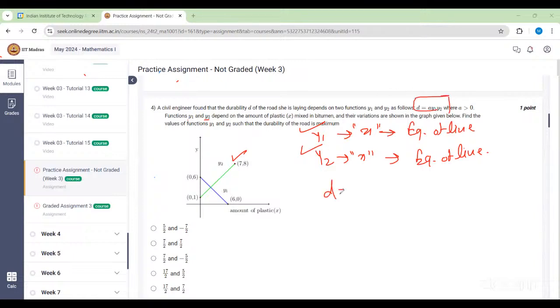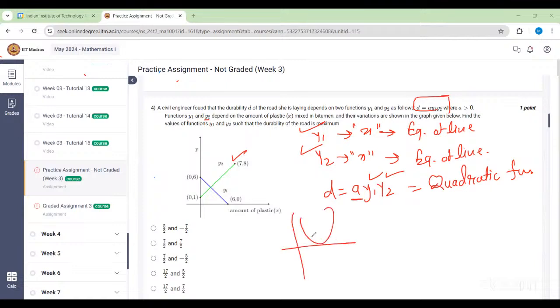So what is D? D is A times y1 into y2. This is the equation of a line, and this is the equation of a line. If you multiply them, you'll get a quadratic function. But what about the A, ma'am? Where A is greater than 0, what should we do about A? A greater than 0 will tell us that it's an upward parabola. So I think you have to use that somewhere.